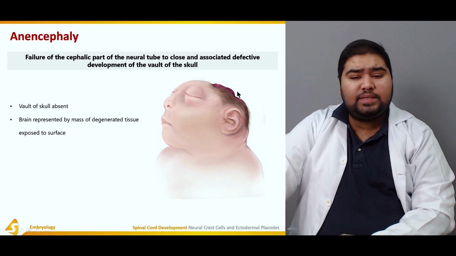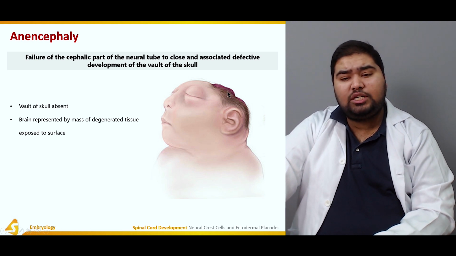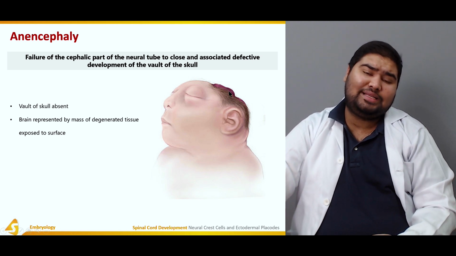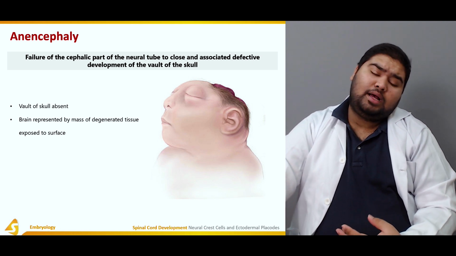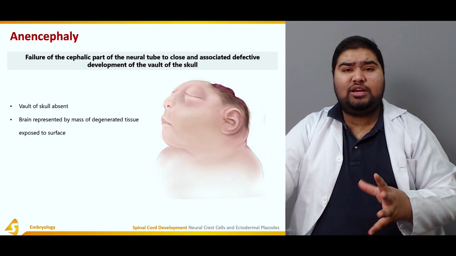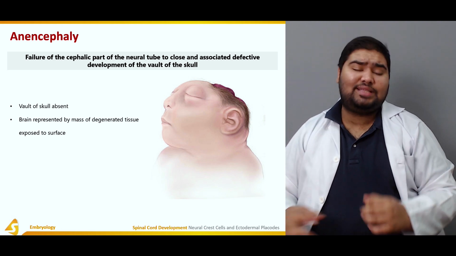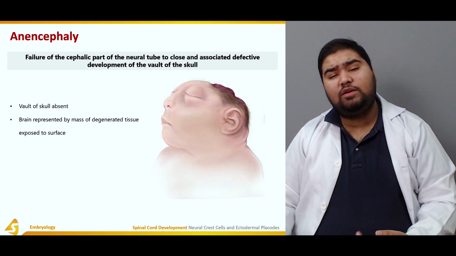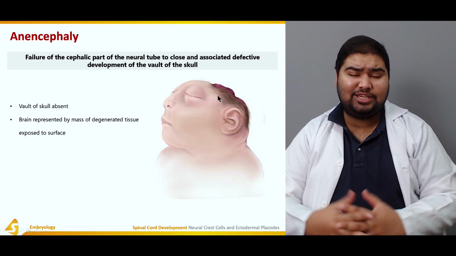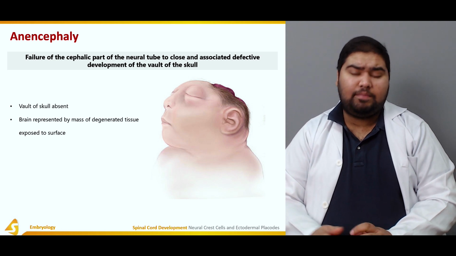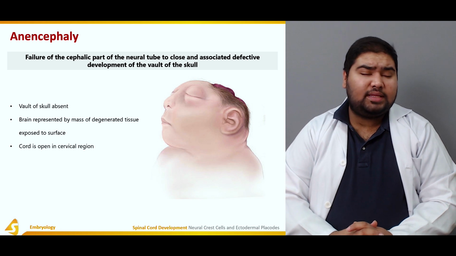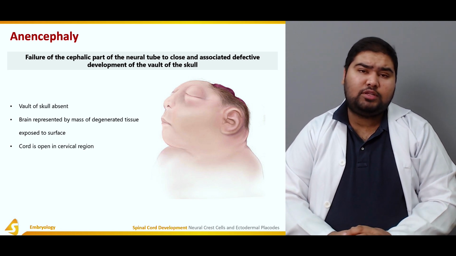Now, the brain is represented by a mass of degenerated tissue. This is the mass of degenerated tissue which was supposed to be the fetal brain. This degenerated tissue is exposed to the surface, and this tissue undergoes degeneration because it is exposed to the amniotic fluid, and amniotic fluid is actually dangerous to the developing brain. Now, the cord is open in the cervical region. Obviously, we talked about it before.